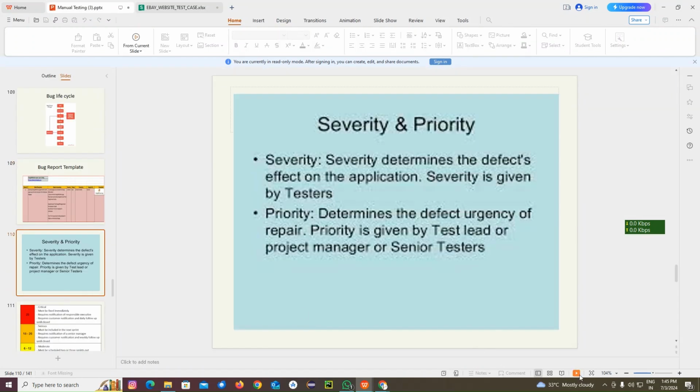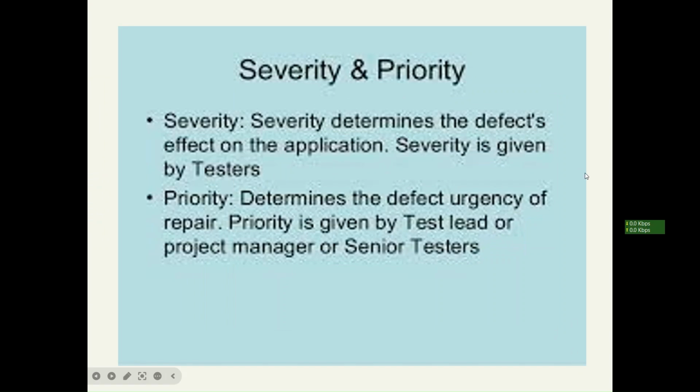Next one is severity and priority. Severity and priority you will put in the bug report template. Severity is done by testers and priority is determined by the project manager or lead or senior tester or scrum master or product owner. It might be anybody, but severity is done by the testers. You are the doctor, you tested the patient, right? You should tell the severity.